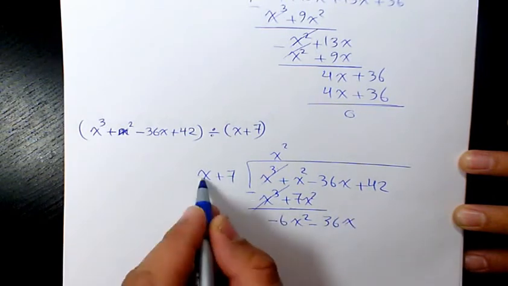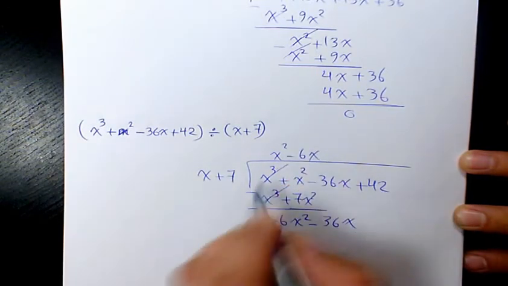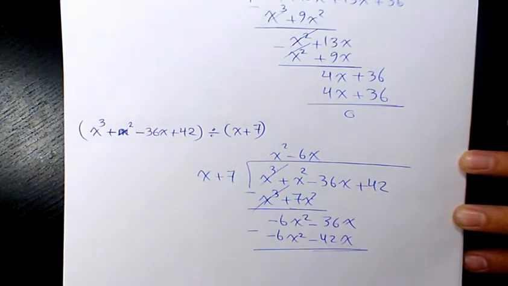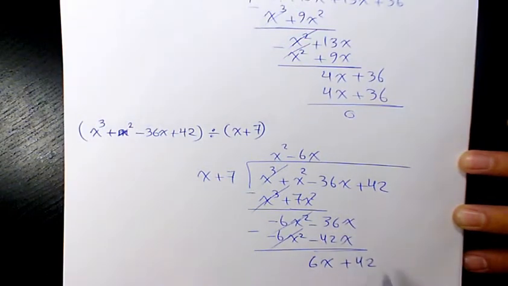Negative 6x squared divided by x is going to be negative 6x. Times this one, negative 6x squared. That's going to be negative 42x. Then cancel out. That's going to be 42x minus 36 is going to be 6x. Then you bring 42 down.